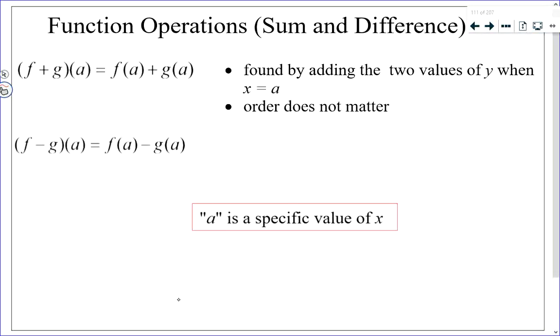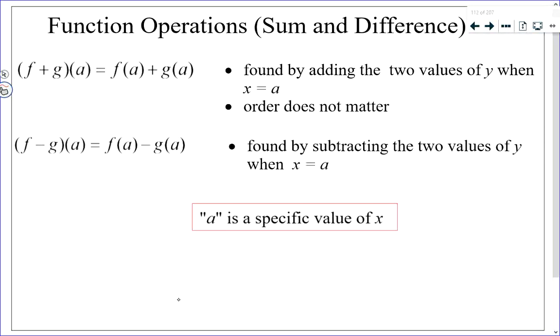What about f minus g quantity of a? Well, that means f of a minus g of a. That means you're going to subtract the two y coordinates. You're going to take the y coordinate on f at x equals a minus the y coordinate on g at x equals a. And of course, when you subtract, order matters. So f of a minus g of a is not the same as g of a minus f of a.